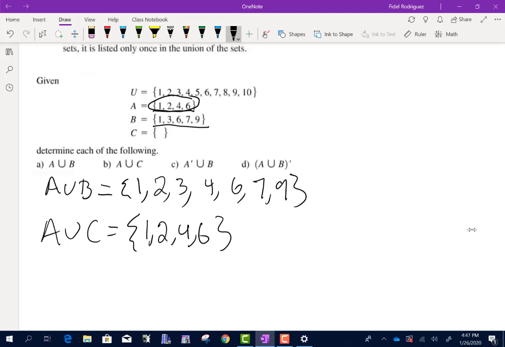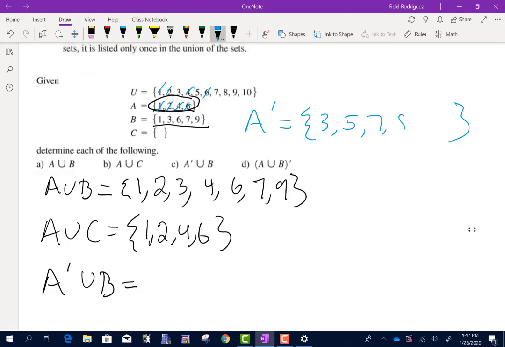My third one, we're going to find A complement union B. So here's A. Let's first find A complement. I don't want the number 1, I don't want 2, I don't want 4, I don't want 6, but I do want 3, 5, 7, 8, 9, and 10.